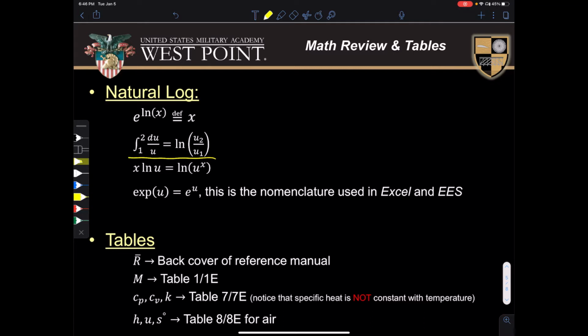And lastly, some of the tables that we're going to be looking at. A reminder, you can get your universal gas constant from the back of your reference manual and also in the back of your textbook. Molecular weights you'll get from tables 1 or 1E. Remember that any table denoted with the uppercase E will be in English units. Table 7 and 7E will be ideal gas specific heats of common gases other than air. And a reminder that our specific heats are not constant with temperature when we're using that table. And then finally, table 8 and 8E will be our ideal gas properties for air.